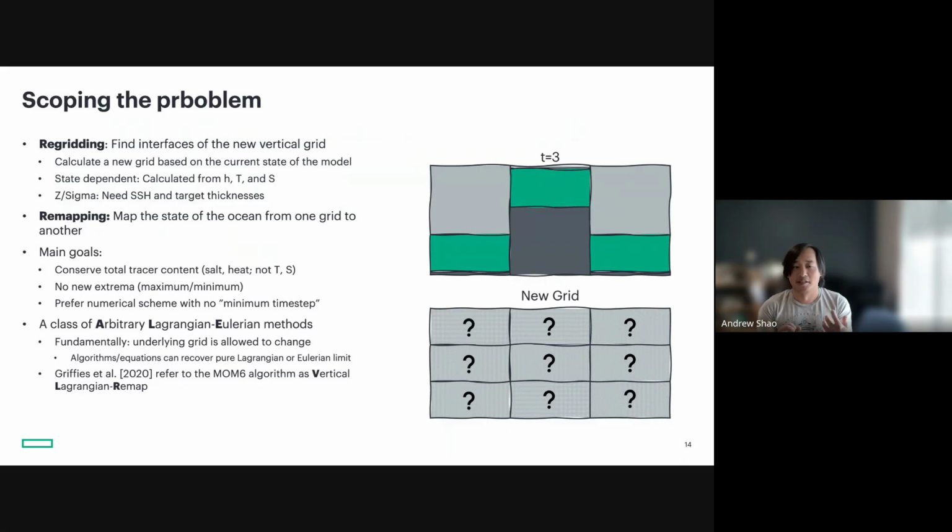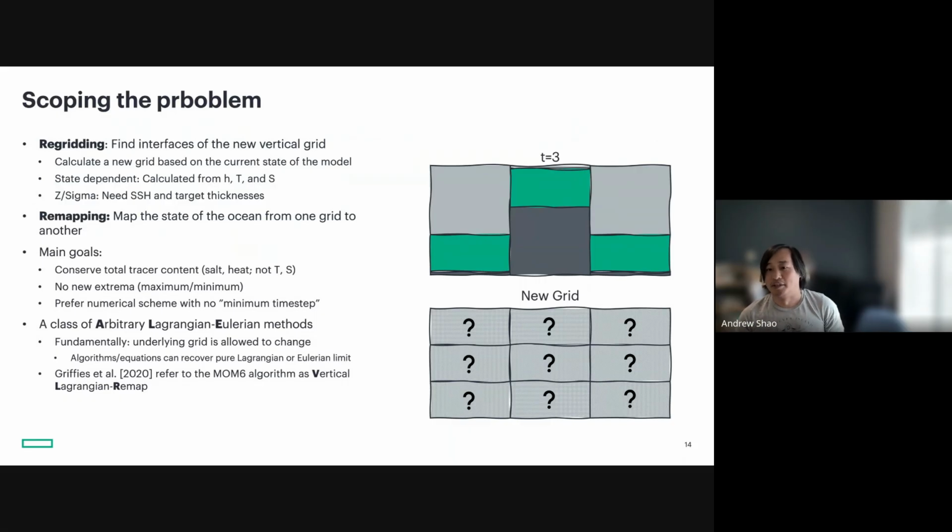One, regridding is the process of finding the interfaces of a new vertical grid. So if you see on the right-hand side, that is the final state after 3 time steps. And maybe we want to remap the model state. We want to get what the model state is on the original grid, which was these equally distributed layers and 3 different layers. So the regridding in this particular case is somewhat trivial. It's essentially saying, okay, put a layer at, I don't know, 10 meters and 20 meters. There's interfaces at 0, 10, 20, and 30 meters. And that gives you this uniform vertical grid.